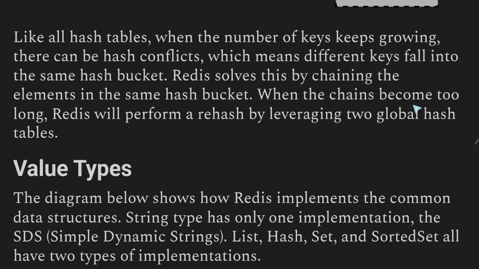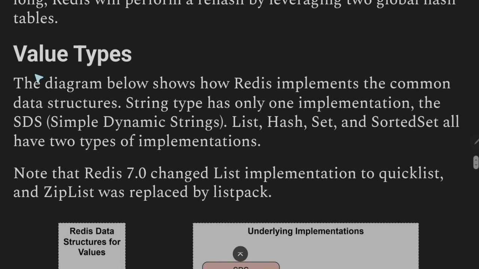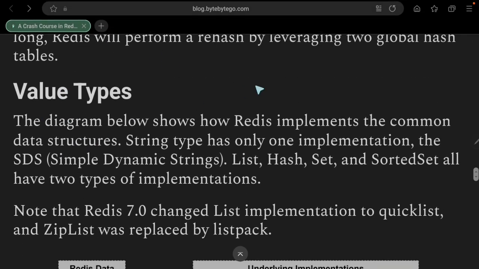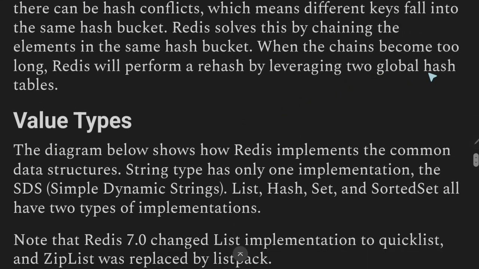When the chains become too long, Redis will perform a rehash by leveraging two global hash tables. Value types. This is interesting, two global hash tables. When the chain becomes too long, and then what? You search in both of them?